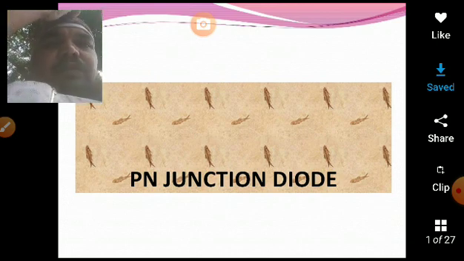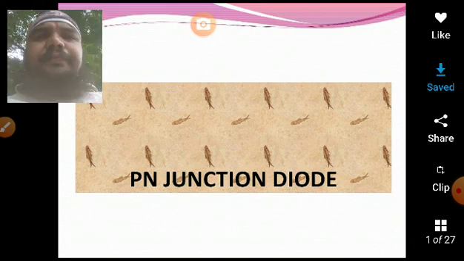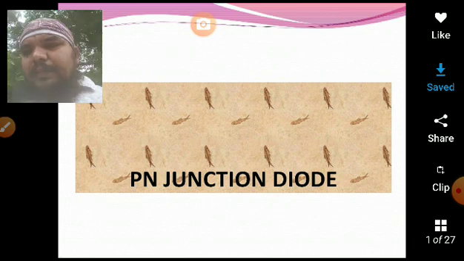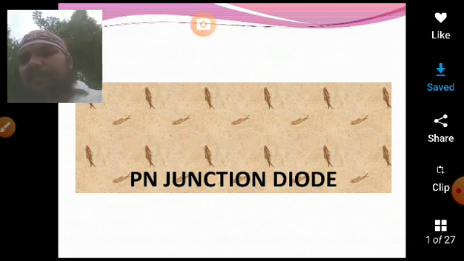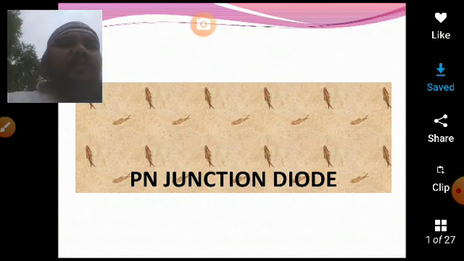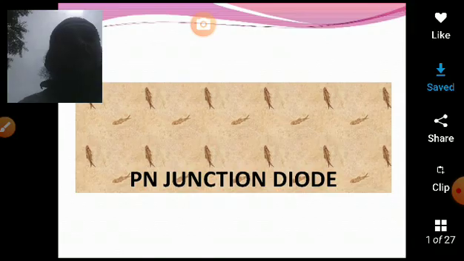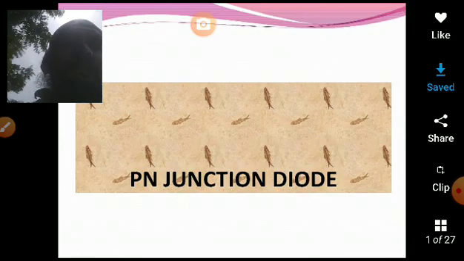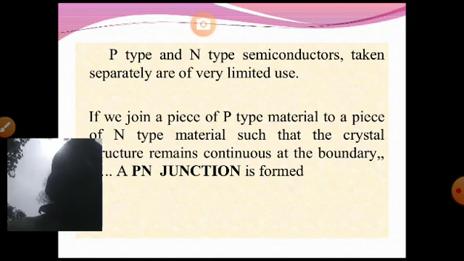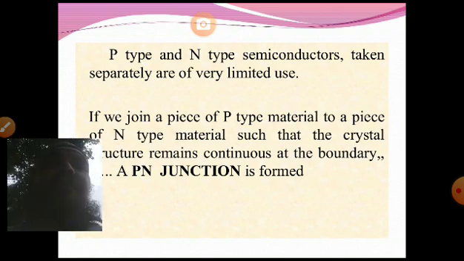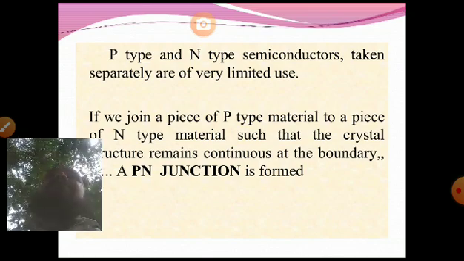Today's discussion topic is the PN junction diode. P-type and N-type semiconductors taken separately are of very limited use.